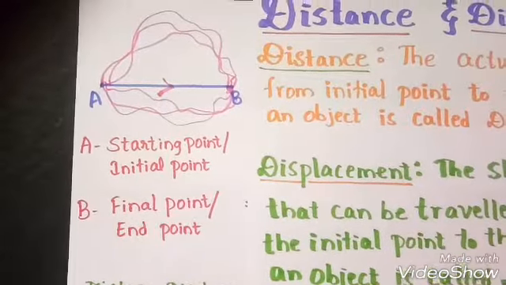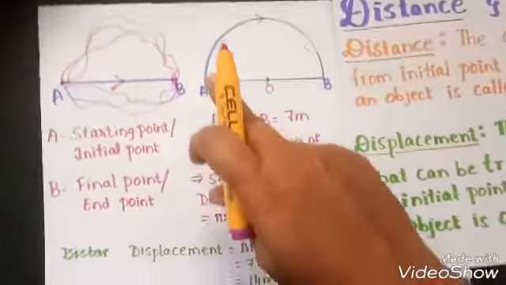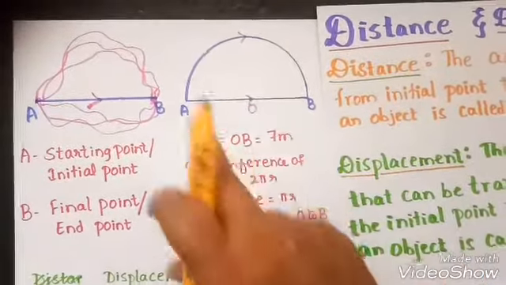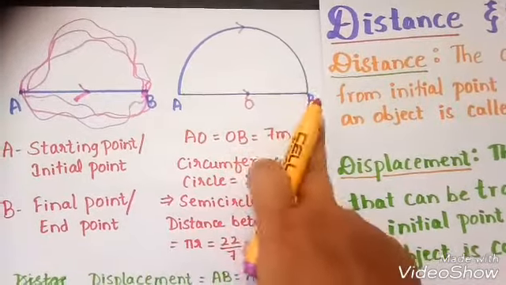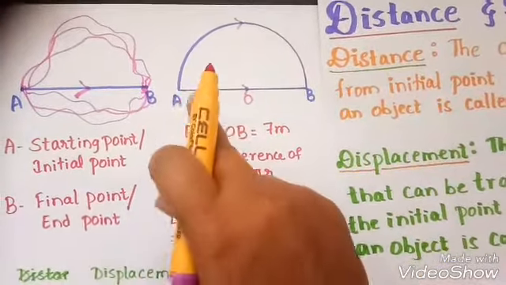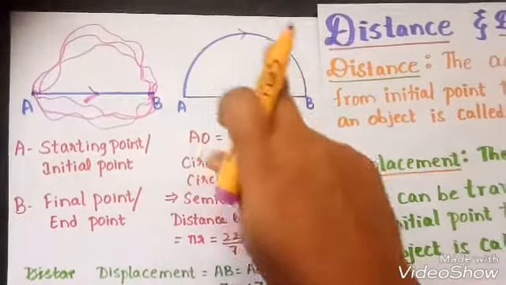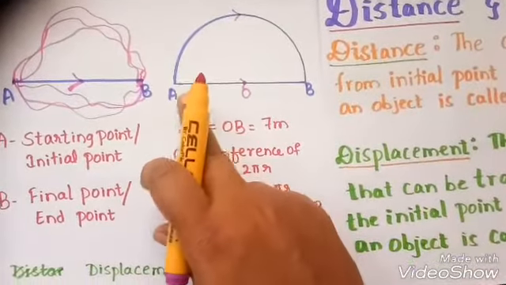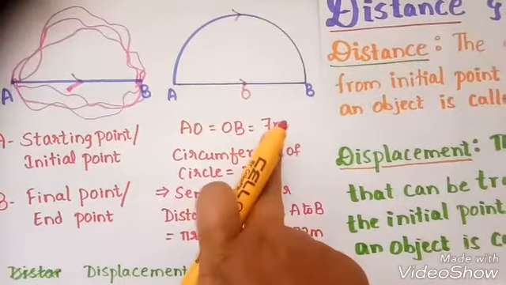So in this example, I am taking the motion of that butterfly along a semicircle. If the butterfly is moving from A to B, it can move in 2 ways: directly from A to B along a straight line, or in a semicircular path from A to B. Suppose the radius of the semicircle formed is 7 meters.